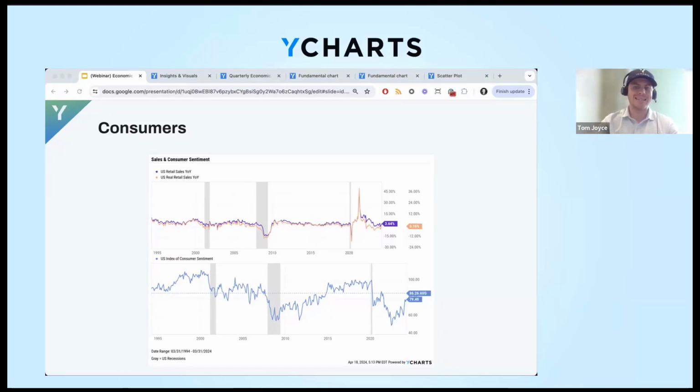Hopefully we get back to that 86 number, but it is just something to note that the last time we were this persistently below the average is looking prior to the great financial crisis and then coming out of it.